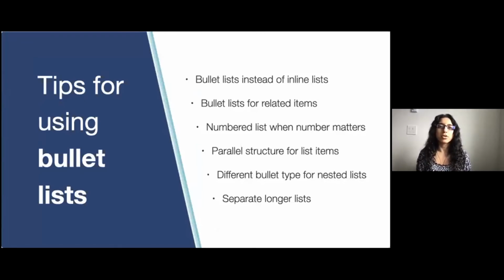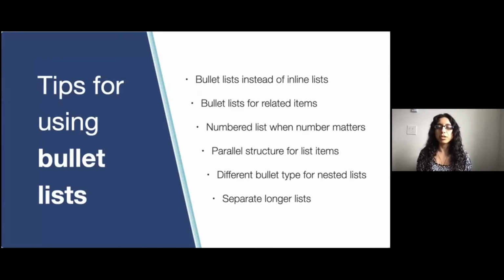So bullet lists are great replacements for inline lists of items, and that's because they're a lot easier to scan, as I mentioned. And so use them whenever you can. Use a bulleted list for related terms when the sequence of those terms is not important, and use a numbered or an ordered list to show steps in a process or the number of parts in a whole.